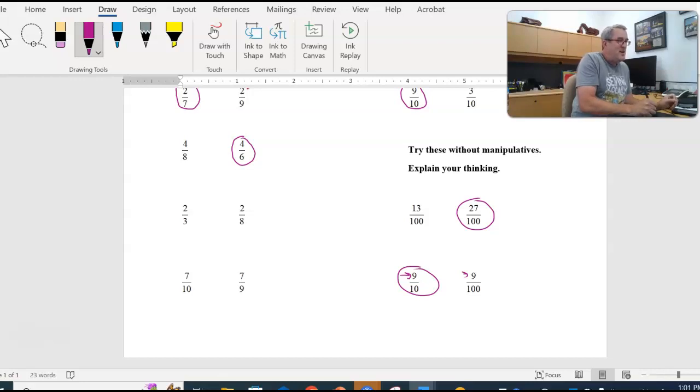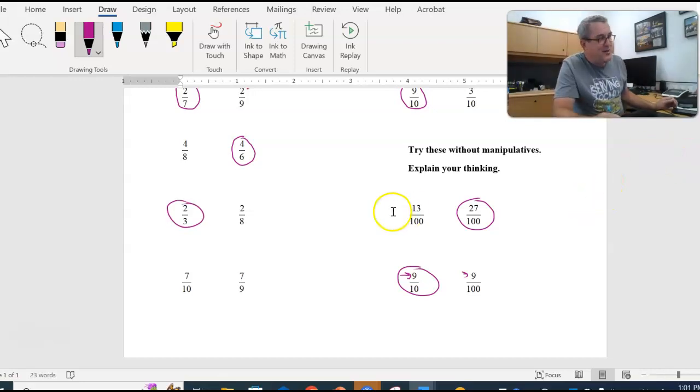I missed these before. 2/3, 2/8. Cutting things up into thirds. Fewer pieces, bigger pieces. More pieces, smaller pieces. And so 2/3 will be bigger. 7/10, 7/9. So that's a close one. But still, cutting things up into 10 pieces compared to cutting things up into 9 pieces, the one whole, the big circle, if you will. Cutting things into more pieces makes the pieces smaller. Fewer pieces makes the pieces bigger. And so 7/9 will be bigger.